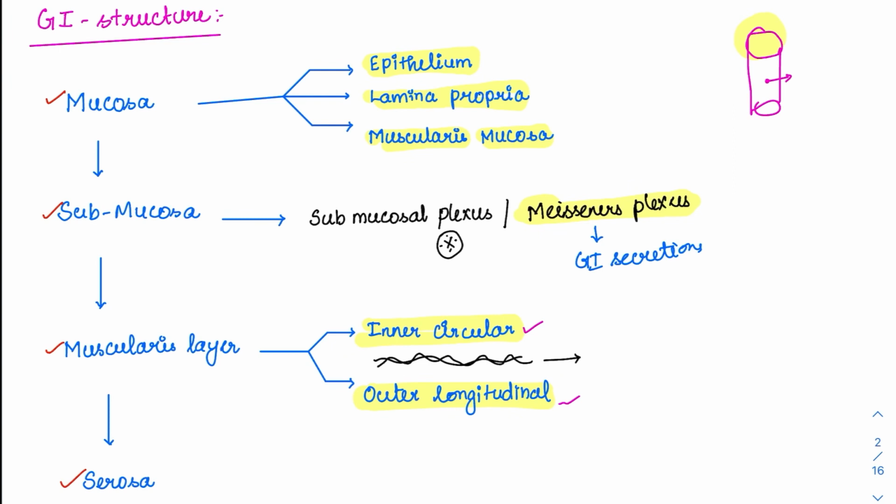In between these two, we have one more plexus, a nervous plexus, which is very, very important. That is called the myenteric plexus.